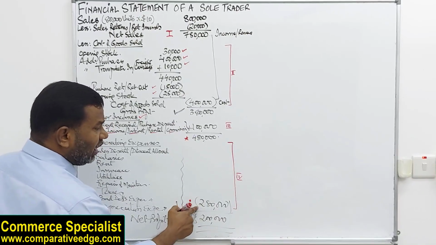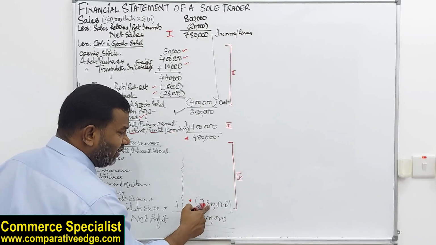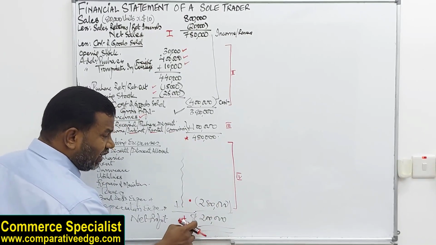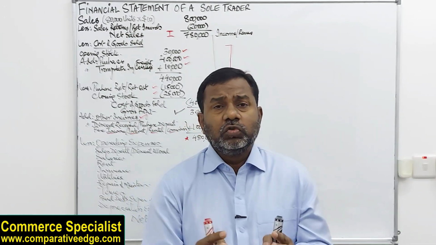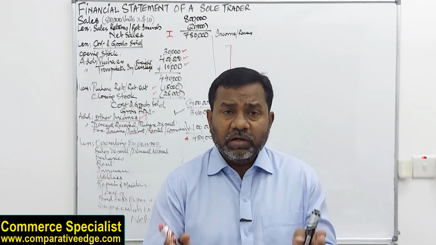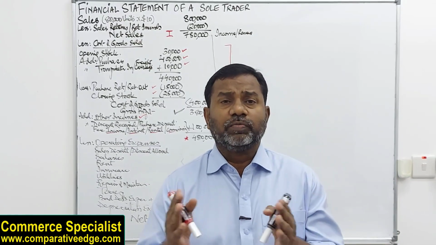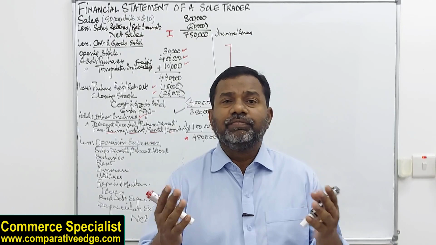What if your expenses are not 280 but 580? So your expenses are more than this amount. In that case, you'll end up making a net loss. So once you have calculated profit or loss, the next step is to prepare statement of financial position, which is also known as balance sheet.